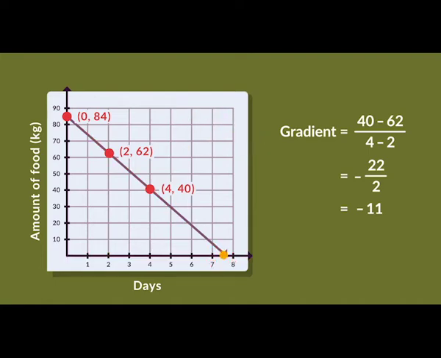We conclude the graph shows they start with 84 kilograms of food, eat the food at a constant rate of 11 kilograms a day, and finish the food during the 7th day. The equation for this graph would be amount of food is equal to 84 minus 11 times the number of days. Or F, for food, is equal to negative 11 times D, for days, plus the constant 84.